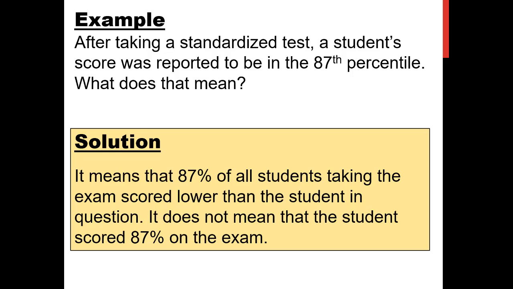So, to get 87% of the people scoring below them, maybe they only had to score 60% overall on the exam, and it was a hard exam, and 87% of the people who took the exam did worse than that. Or maybe it was a very easy test, and this person scored 96% on the exam, but that meant they were in the 87th percentile because so many people did well. So it's not a measurement of how well you did on the test. It's a measurement of how well you did in comparison to all the other people who took the test.